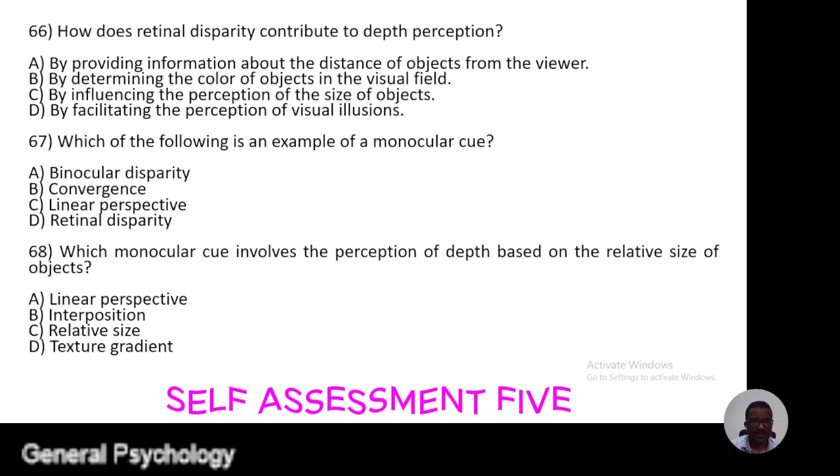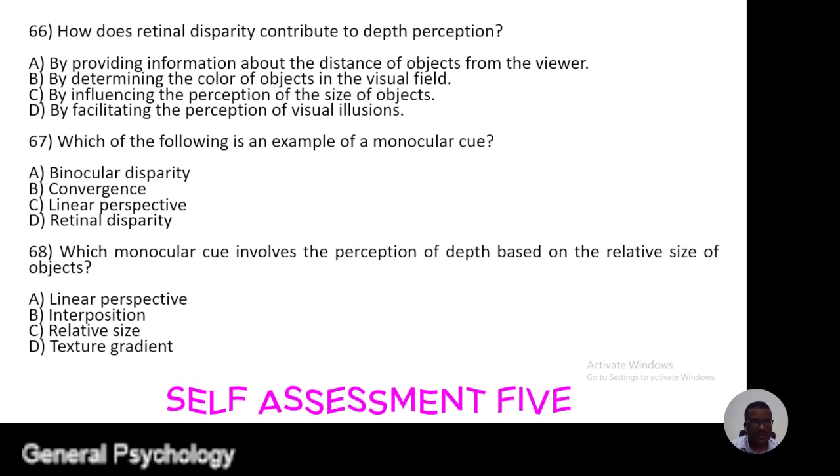Question 66. How does retinal disparity contribute to depth perception? A. By providing information about the distance of objects from the viewer. B. By determining the color of objects in the visual field. C. By influencing the perception of the size of objects. D. By facilitating the perception of visual illusions.